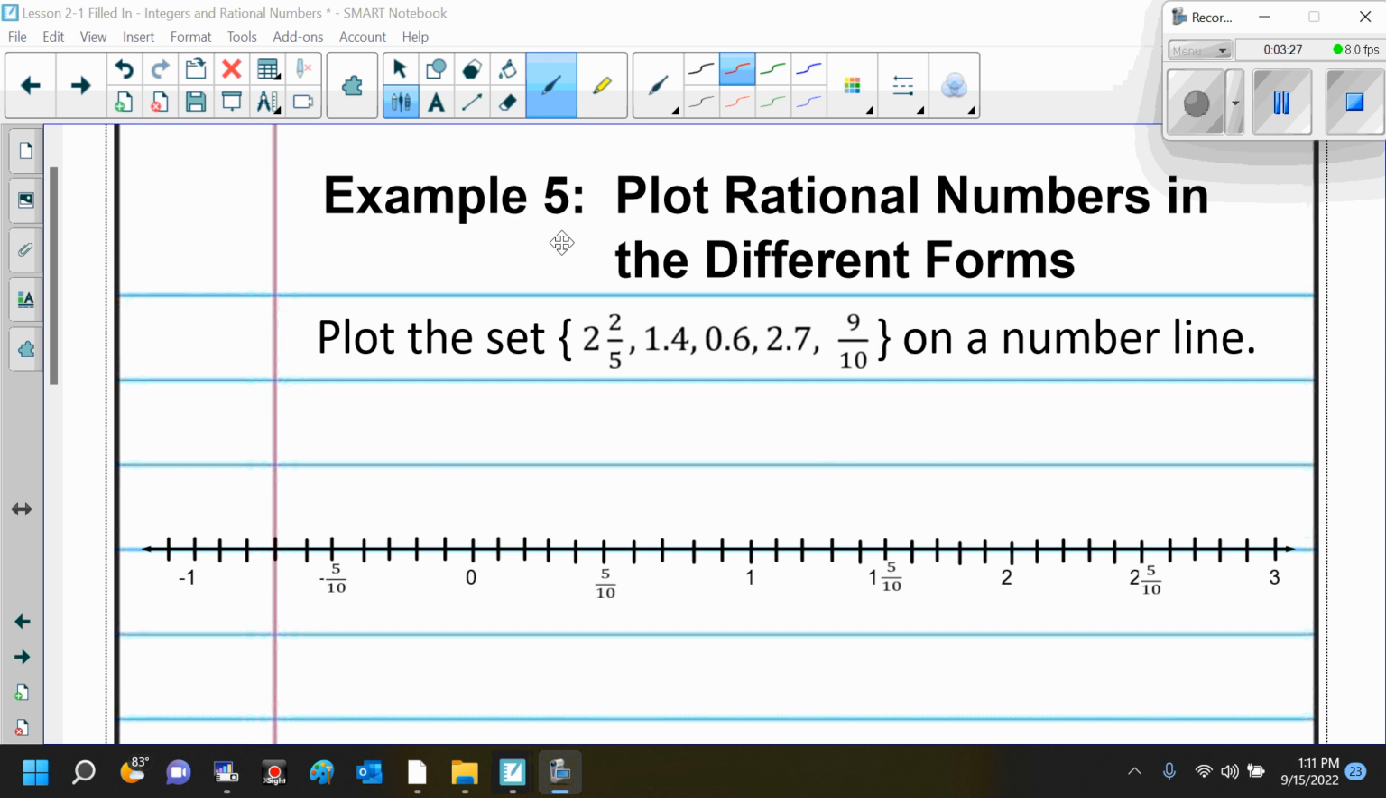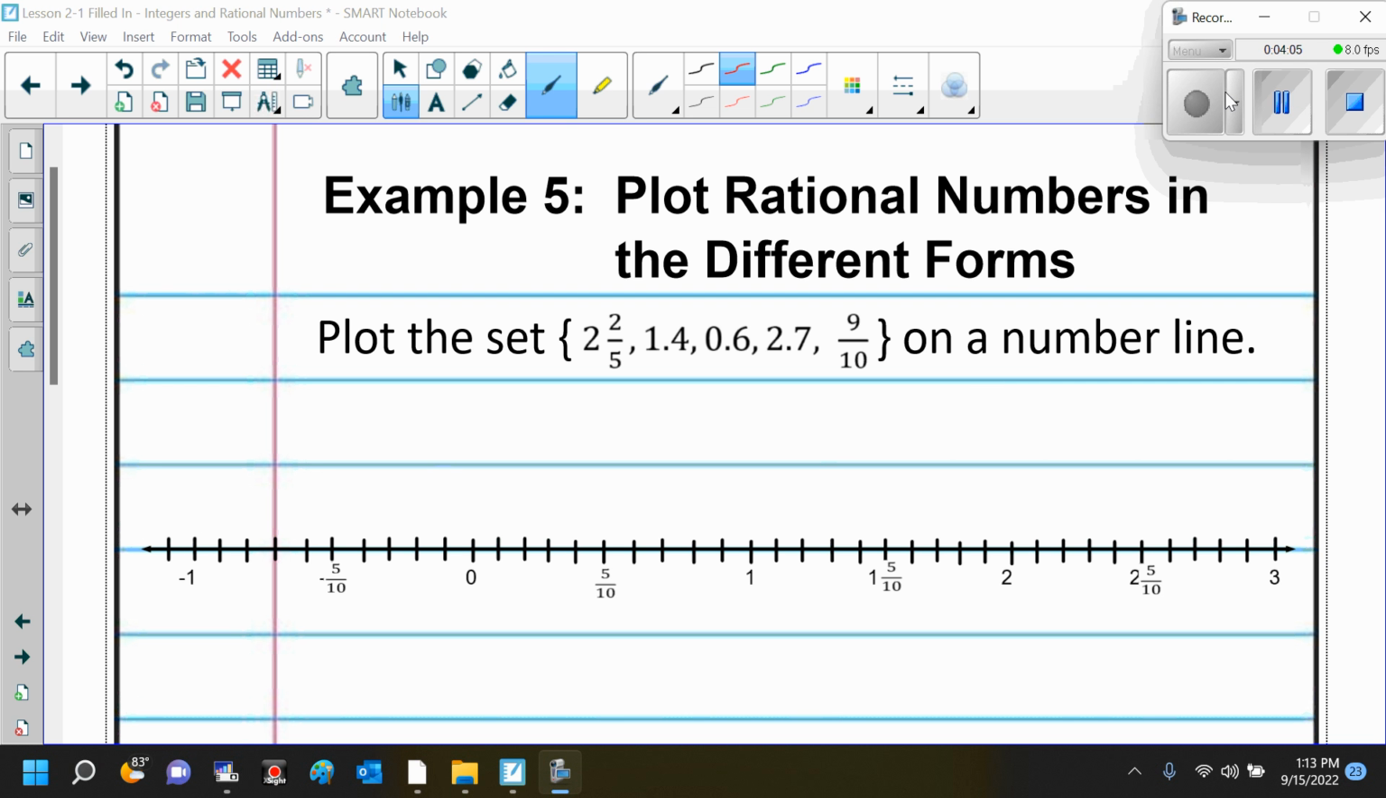So for example 5, it says plot rational numbers in the different forms. Okay? So we want to plot 2 2/5, 1 4/10, 6/10, 2 7/10, and 9/10 on the number line. Now, did you guys all hear me say that? What was my common number there? Tenths. Very good. So the common denominator is tenths. So that means, what do I need to split my number line into? Tenths. Very good. We want all tenths, right?